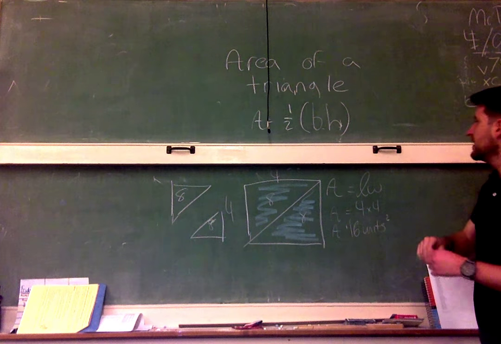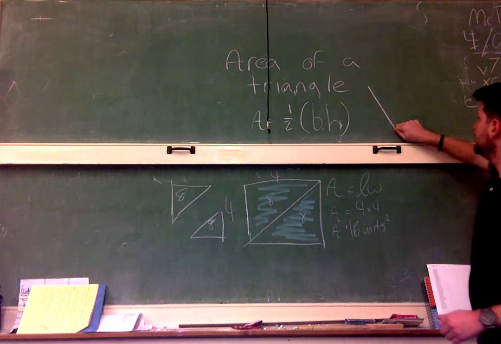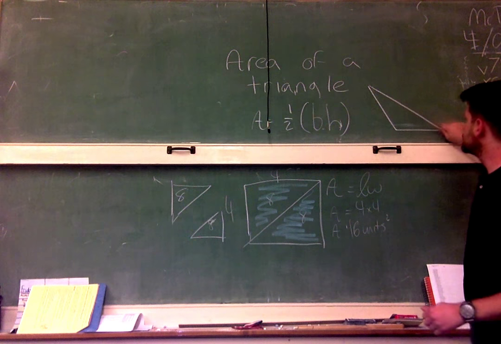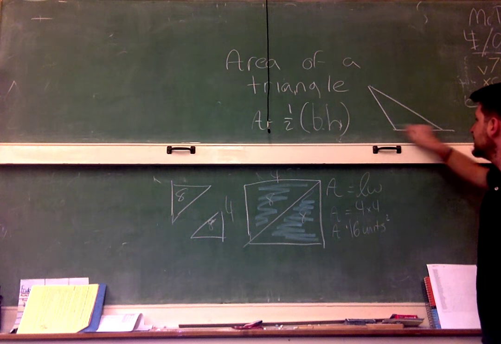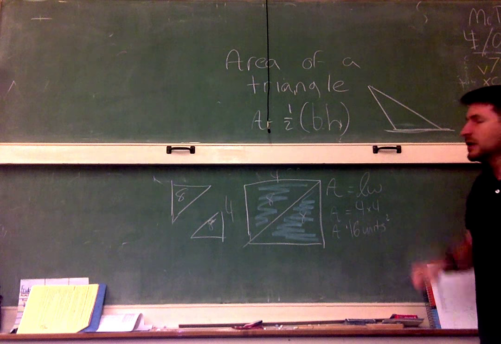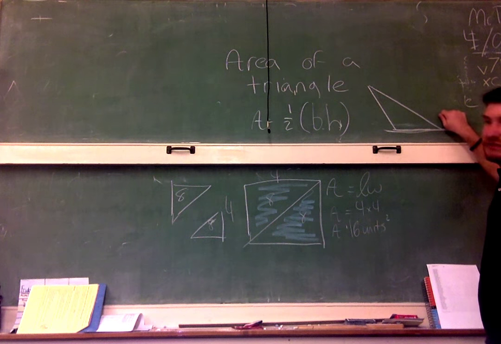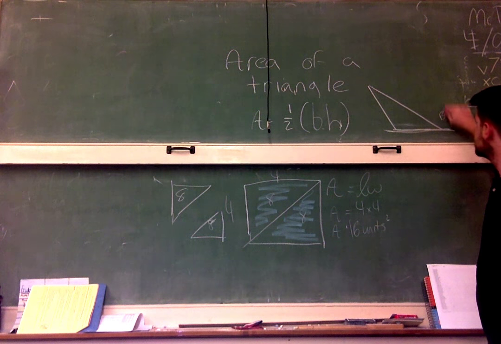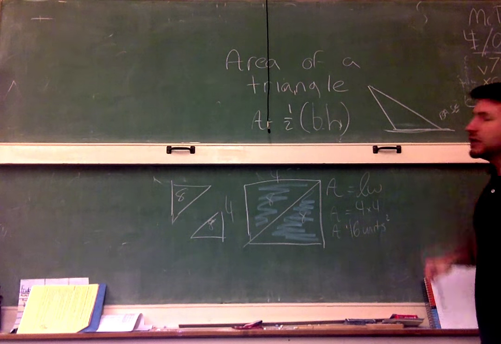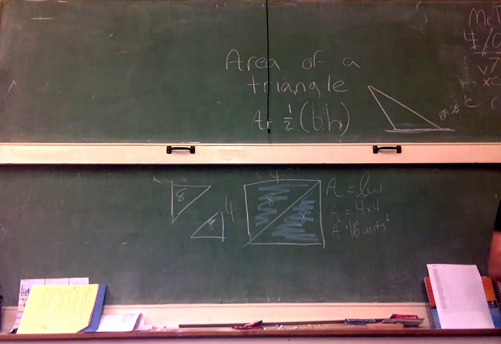I'm going to give you a triangle right here. I'll draw a little bit bigger one. So in this triangle right here, this is our base. You're going to multiply the base times the height. So I'll even label this guy base. You're going to multiply the base times the height.